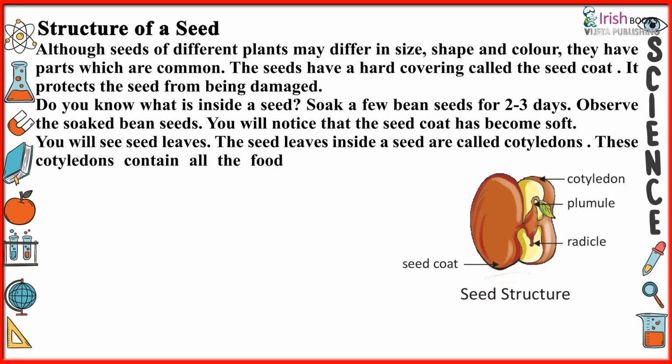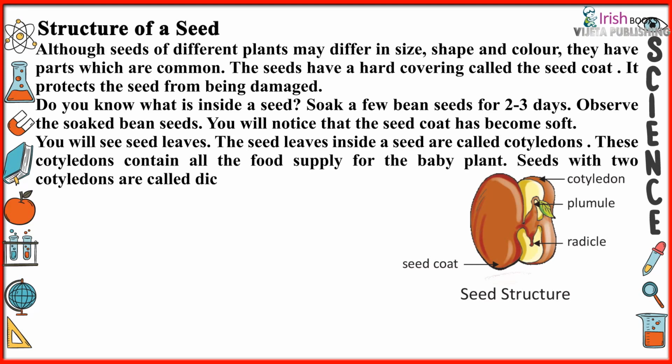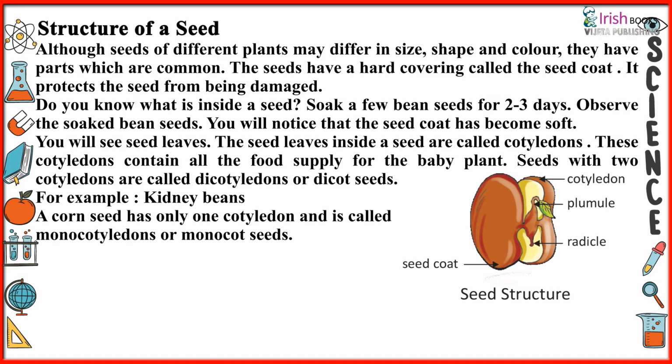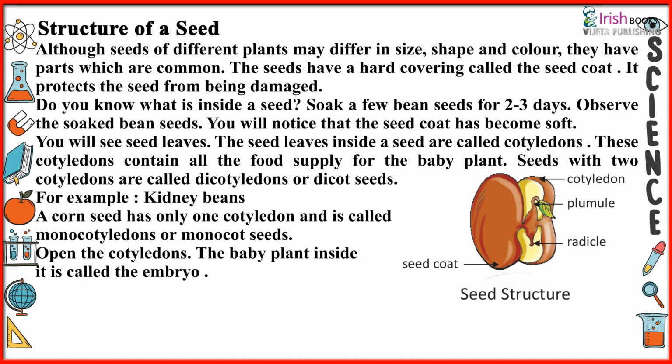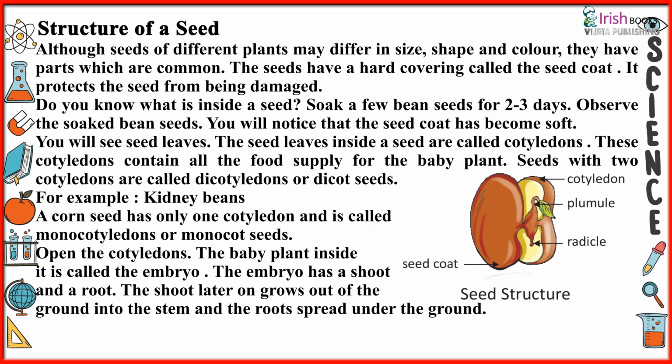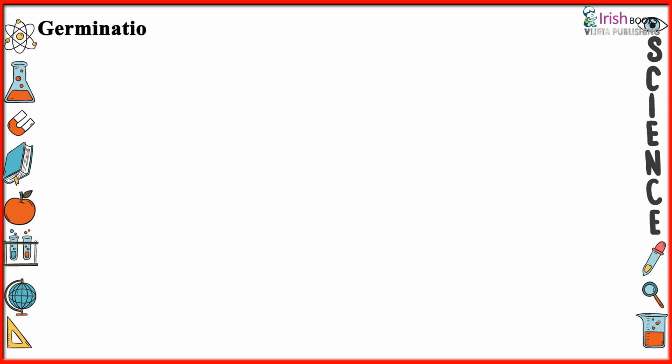Seeds with two cotyledons are called dicotyledons or dicot seeds, for example, kidney beans. A corn seed has only one cotyledon and is called monocotyledons or monocot seeds. Once you open the cotyledons, the baby plant inside is called the embryo. The embryo has a shoot and a root. The shoot later on grows out of the ground into the stem and the roots spread under the ground.